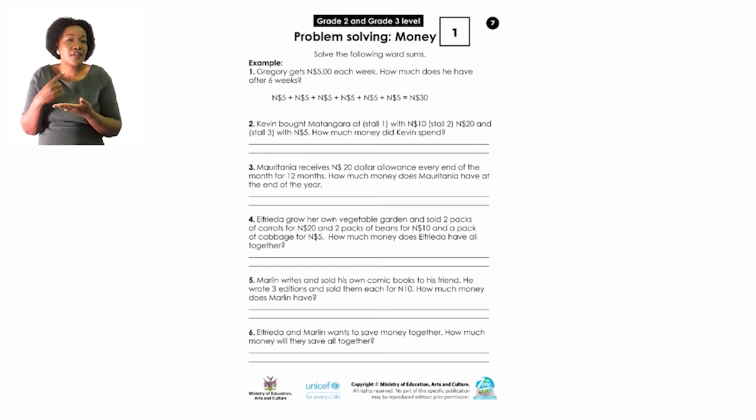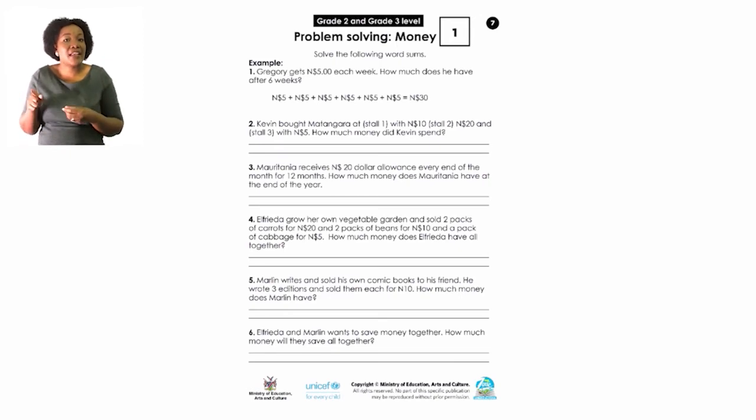Let's quickly look at number 2. It says, Kevin bought Madangara at stall 1, and it cost 10 Namibian dollars. At stall 2, 20 Namibian dollars, and stall 3, 5 Namibian dollars. So at all the stalls he was buying Madangara. The first one was for $10, at the second stall $20, and at the third $5. So we have to add how much money he spent all together. So what are we going to do?